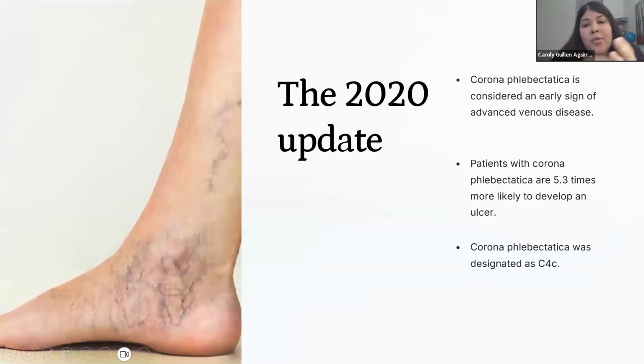The reason why they added corona phlebectatica as C4c is because they actually saw the corona phlebectatica patients are 5.3 times more likely to develop an ulcer. And that meaning that it is actually an early sign of advanced venous disease.